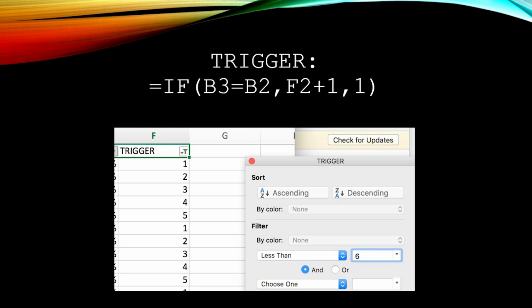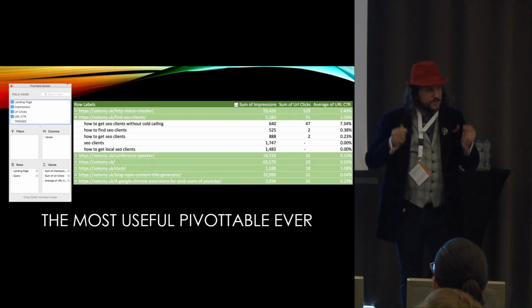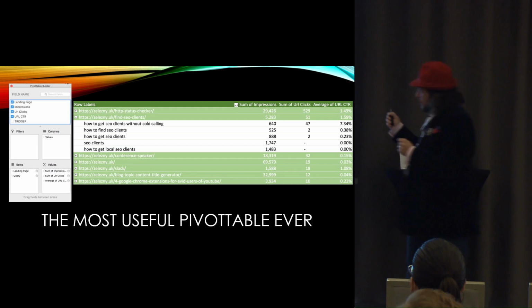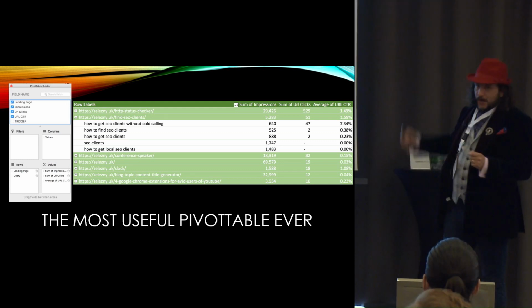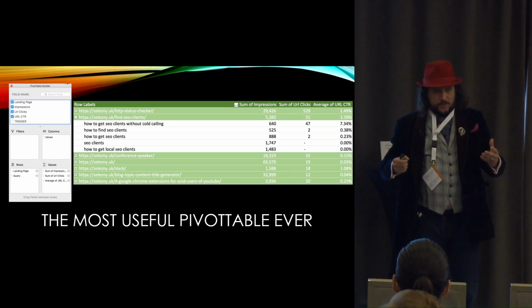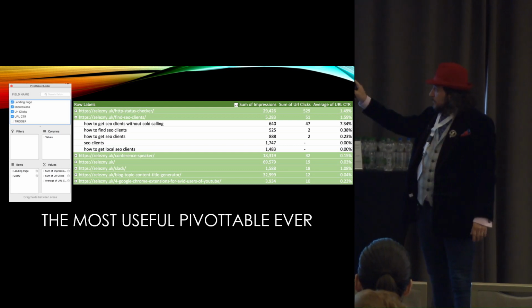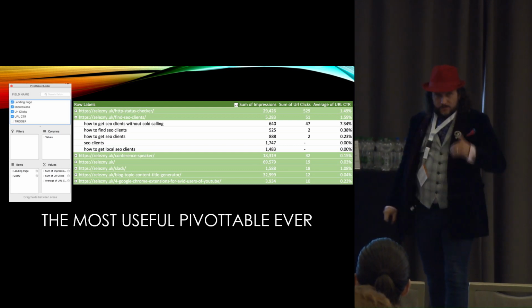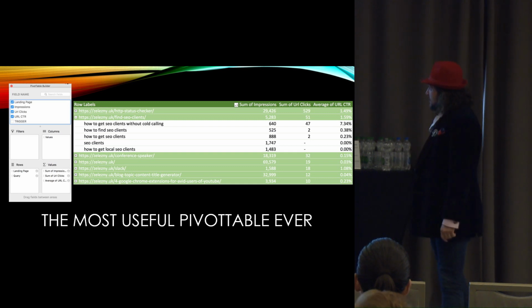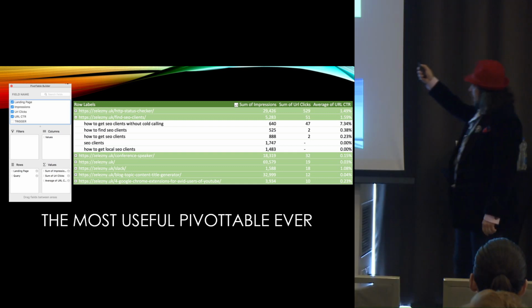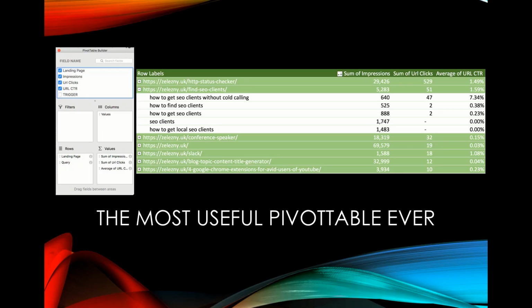And you can see here that the most important for me is not really keyword. The most important for me is the URL. And I have a URL like find SEO clients. That's one of the articles that I'm using. And I have here 5 most popular keywords that triggered impressions. And you can see that the first one on this list, how to get SEO clients without cold calling, very important.